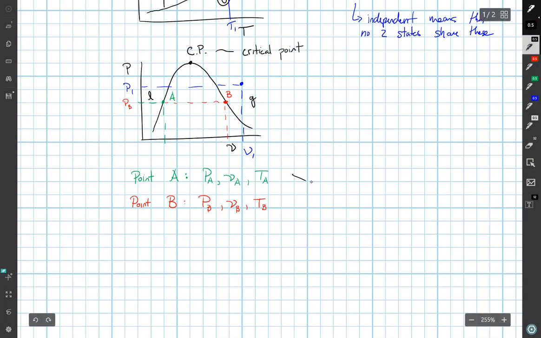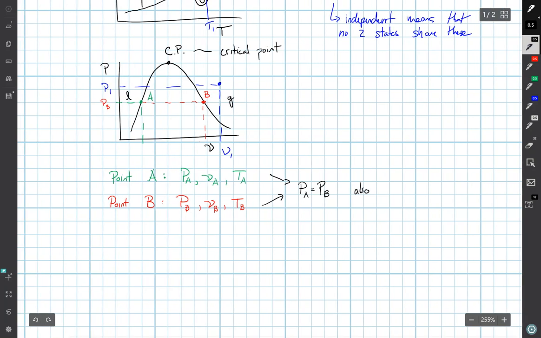So for these two points, obviously they're not the same. A would be a liquid that's just about to boil. B would be a vapor that's just about to condense. So A is just a liquid, B is completely a vapor. Clearly they're not the same. Liquids and vapors are not the same. But they actually share two properties. PA is equal to PB. We can see that directly on the graph, that they share a pressure. They also share a temperature. TA is equal to TB.